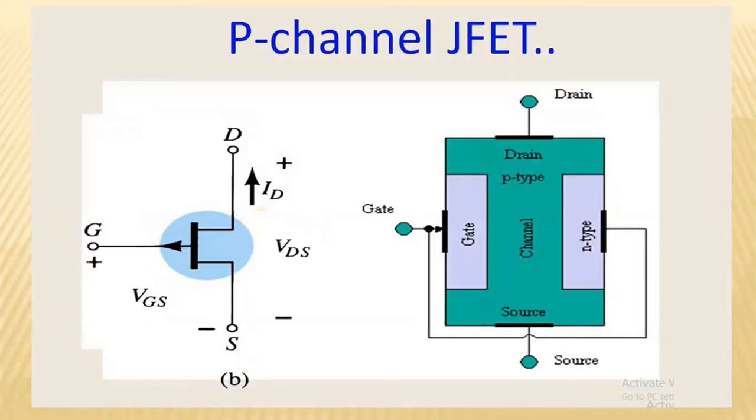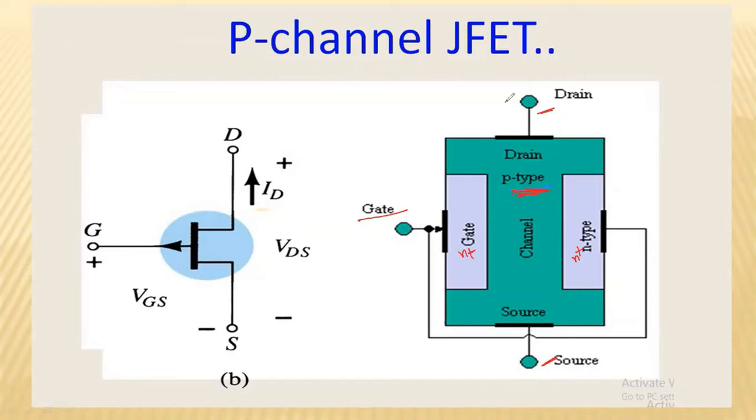Now let us see the P-channel JFET. For P-channel JFET, the substrate taken is of P-type. For N-channel, substrate is N-type. For P-channel, substrate is P-type. And on both sides, we have N-type diffusions. Heavily doped N-type diffusions are made and connected together, called the gate terminal, and one end of the bar is called the source and the other end is called the drain terminal, and the region between these two gate regions is called the channel.